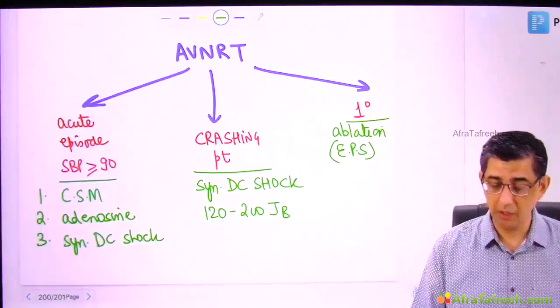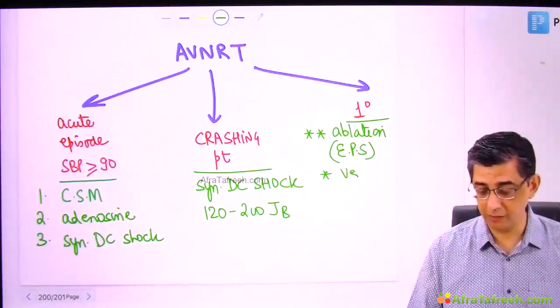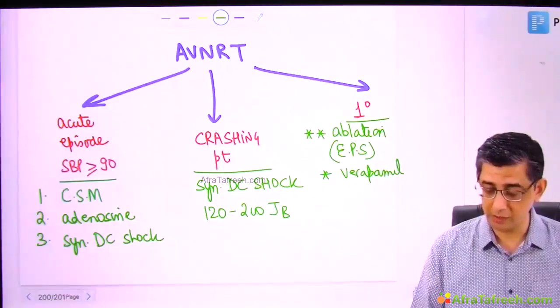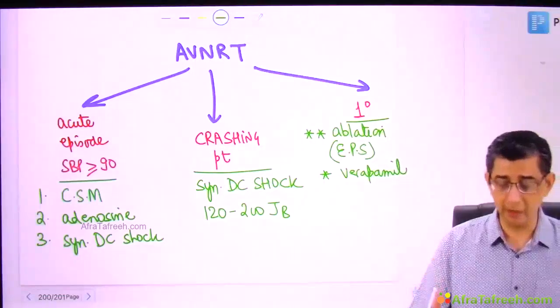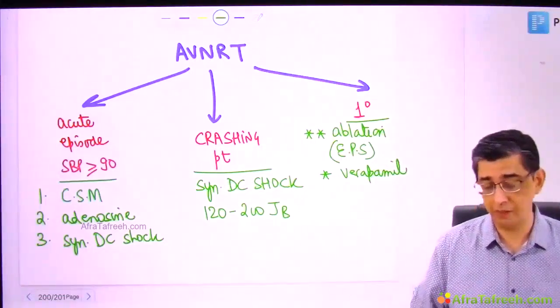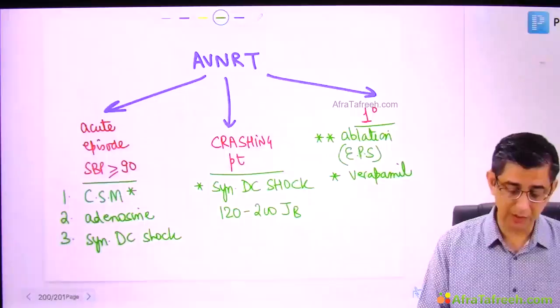Now, as I've highlighted, if you get both ablation and verapamil in the MCQ, your first answer is obviously the permanent solution, and then verapamil. Yes, sometimes even after ablation there can be a recurrence. We can manage it with the help of verapamil, but these are the single best answers that I've just highlighted before you. So let's get the facts together.